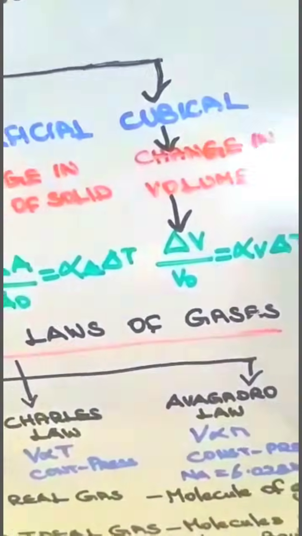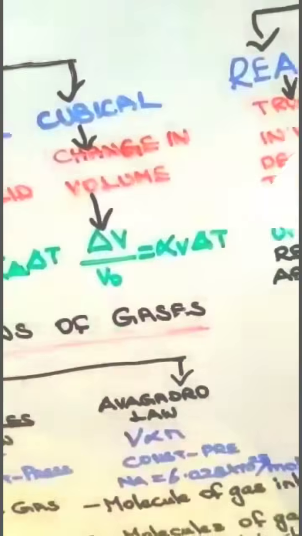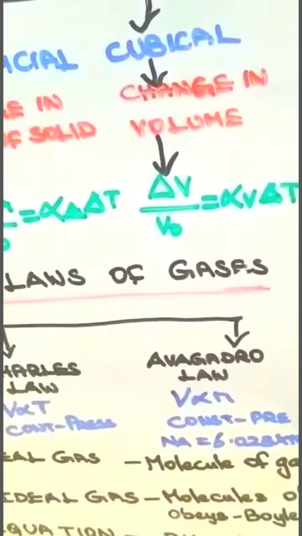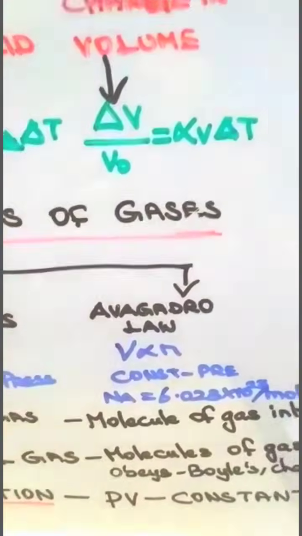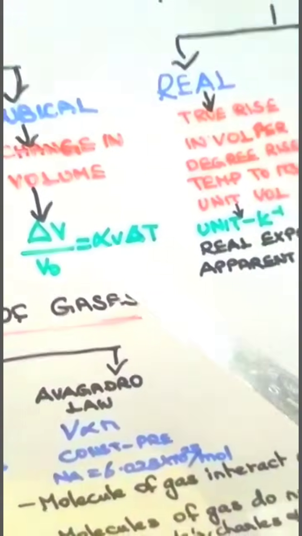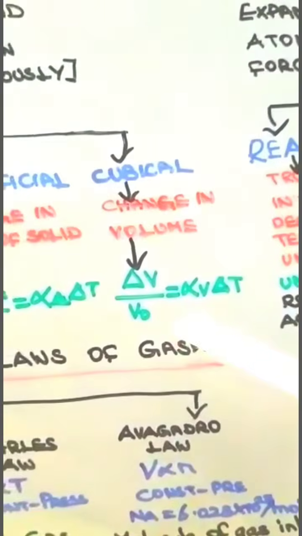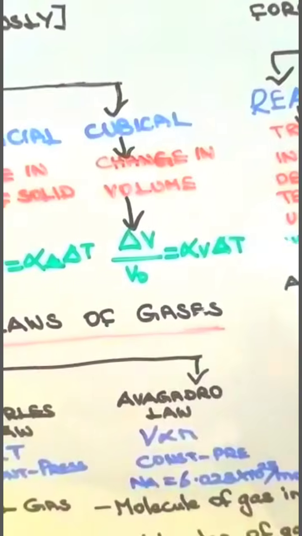Next we will see what is cubical expansion. This is nothing but the increase in the volume due to the rise in temperature. Here also we can say the coefficient of cubical expansion is nothing but the ratio of the increase in volume of body per degree rise in temperature to its unit volume. This is represented by the equation ΔV/V0 = αV ΔT.